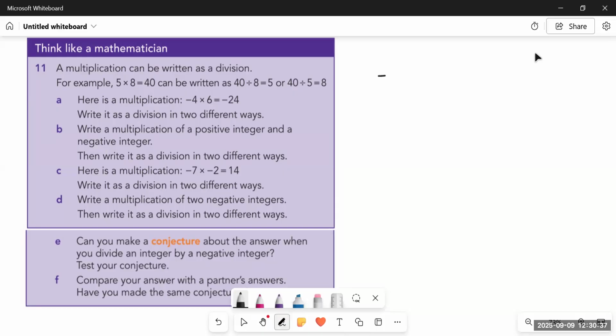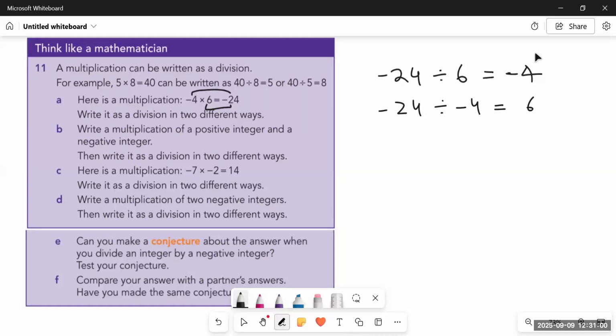So it would be minus 24 divided by 6 is equal to minus 4. Yes, we know that. And minus 24 divided by minus 4 is equal to positive 6. That's what we were doing so far. If we divide 24 by minus 4, we will get minus 6. If we divide minus 24 by 6, we will get minus 4.